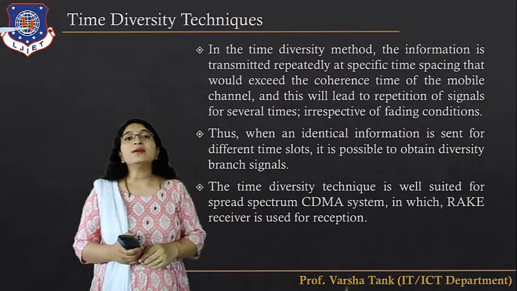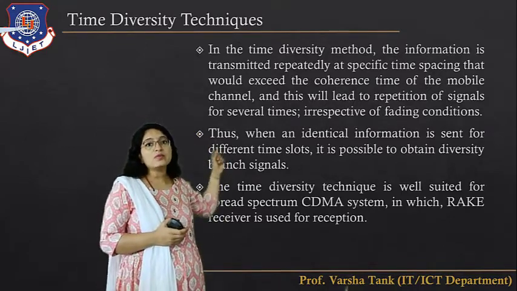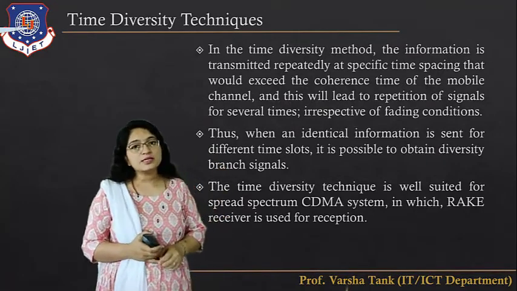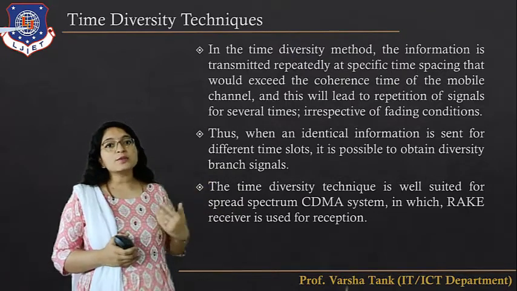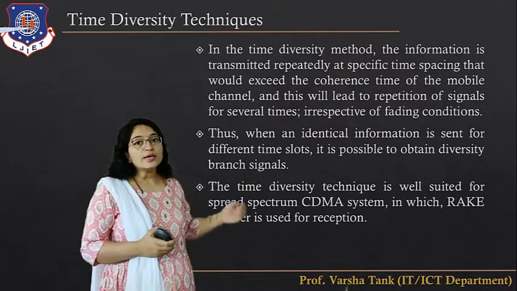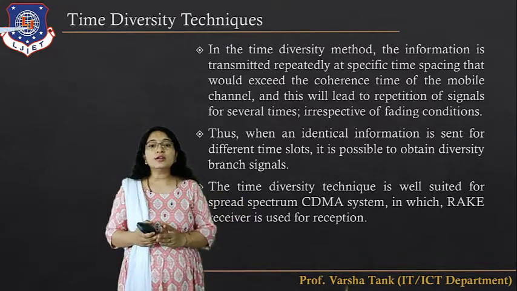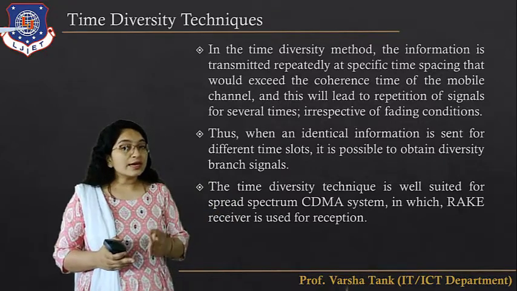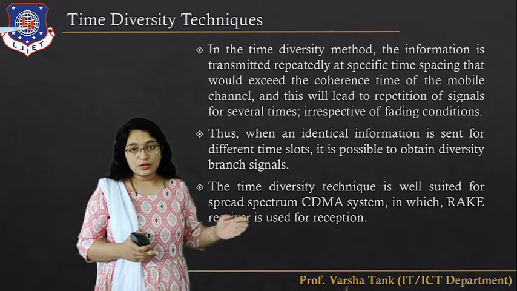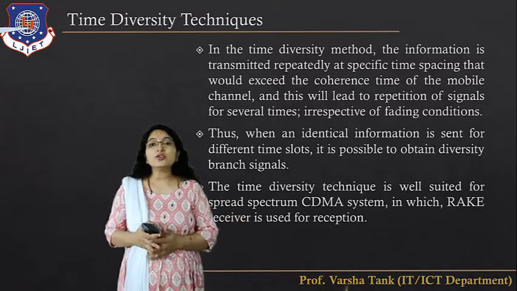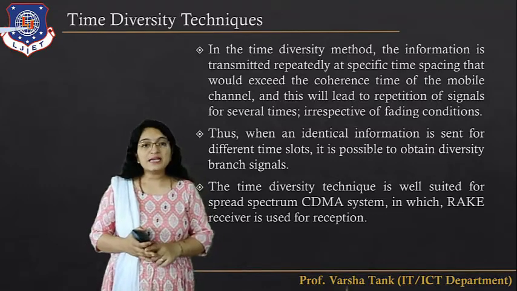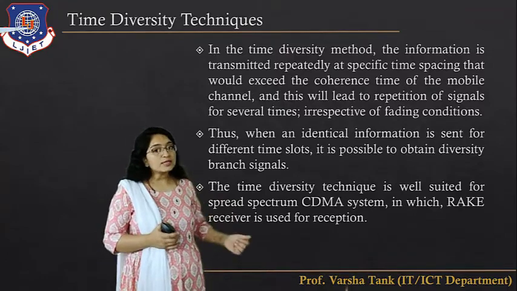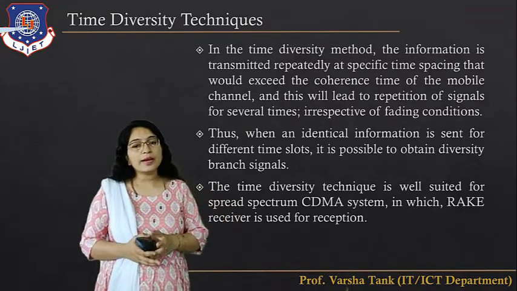The information is repeated at specific times, with spacing that exceeds the coherence time of the mobile channel, and this leads to repetitions of the signal several times irrespective of the fading conditions. Thus, when identical information is sent in different time slots, it is possible to obtain diversity branch signals. The time diversity technique is well suited for spread spectrum, that is the CDMA system, in which the rake receiver is used for reception. Now what is the rake receiver? That we will see in the upcoming lectures.